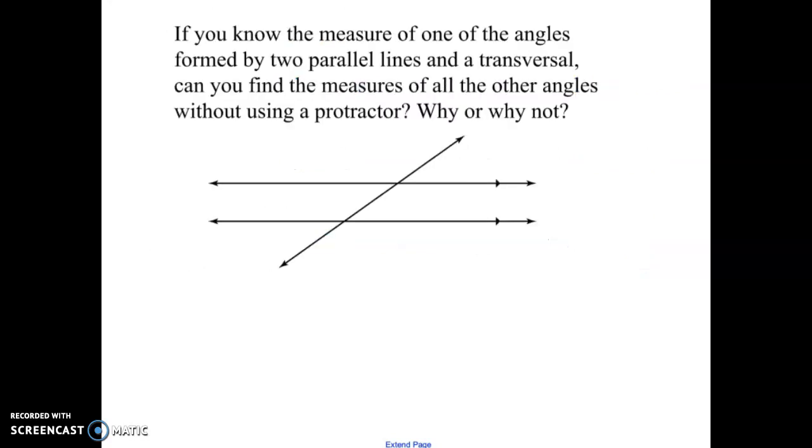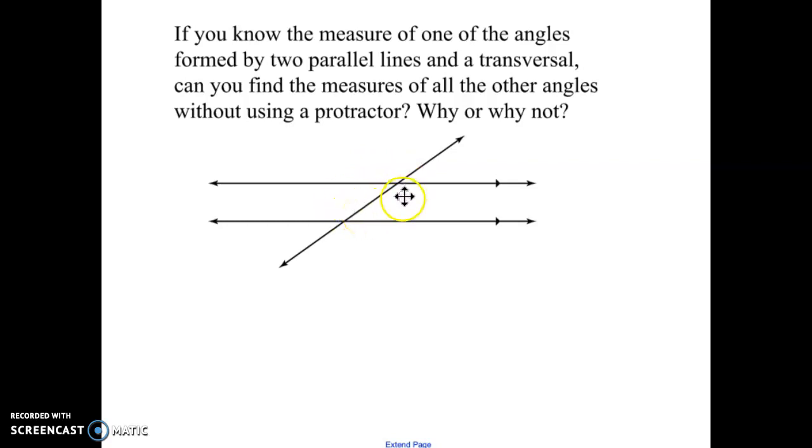All right. So if you know the measure of one of the angles formed by 2 parallel lines and a transversal, you can find the measure of all the other angles without using a protractor. Why or why not? Well, that's a big question, and there's some big answers to that, and that's what we're going to spend our time with. So that really gets at our learning target. How can we break this down? How can we solve that? If we know one angle, how can we solve for all of these angles?